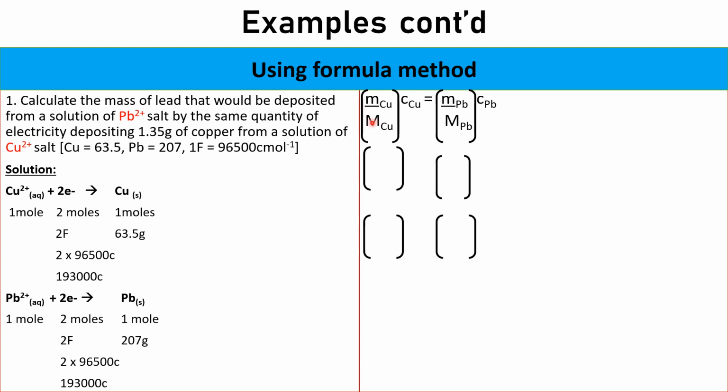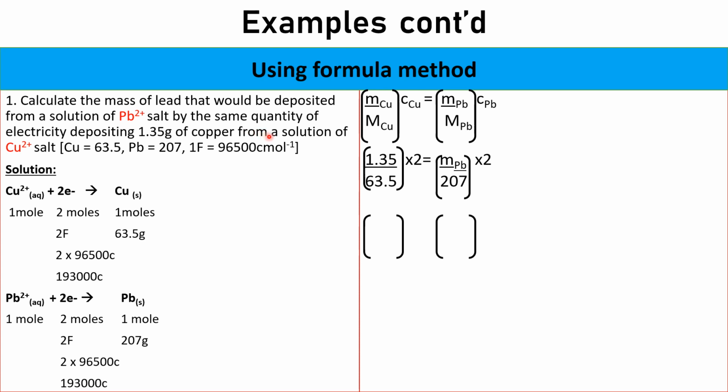MCu over capital MCu times CCu is equal to MPb divided by capital MPb times CPb. You remember in the equation we had M1 over capital M1 times C1 equals M2 over capital M2 times C2. C1 represents the first element, C2 represents the second element, and we already know the names of those elements. So why don't you replace 1 with Cu and 2 with Pb? So if you do that, substitute those variables by their values.